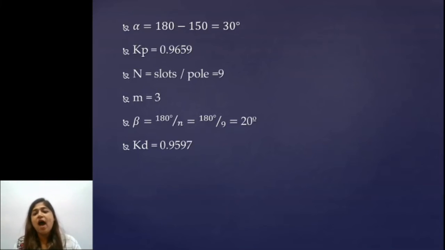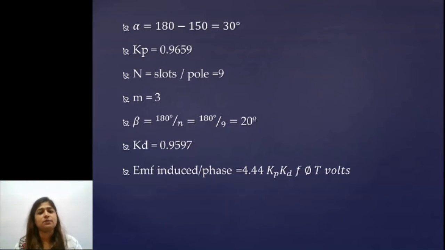Okay. After this, we will substitute all these values in the EMF equation. It is 4.44 Kp Kd f phi T. We have all the values. Let's substitute and you will get the value of EPH as 988.1. If you want, you can find out EL, but in this problem it is not asked, so I will not find EL, and EPH is 988.1.